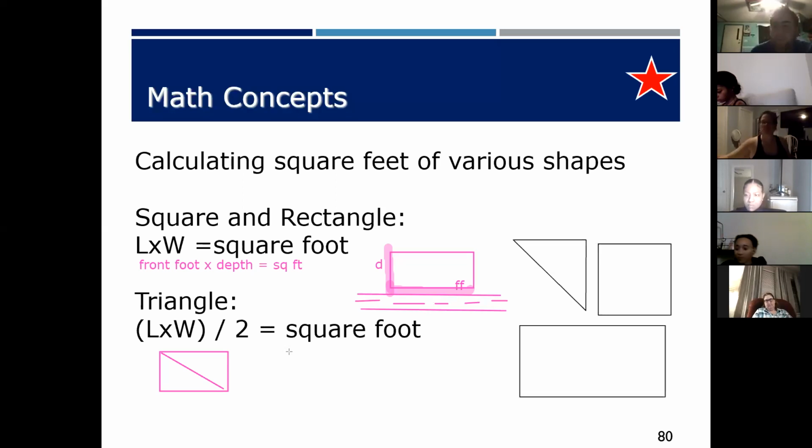Questions so far? We're going to talk a little bit more about this. Front foot was run along the road. Length times width gives us square feet.